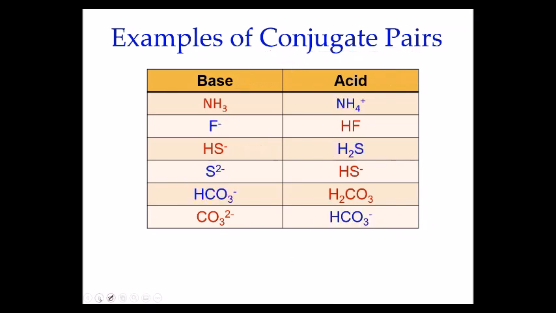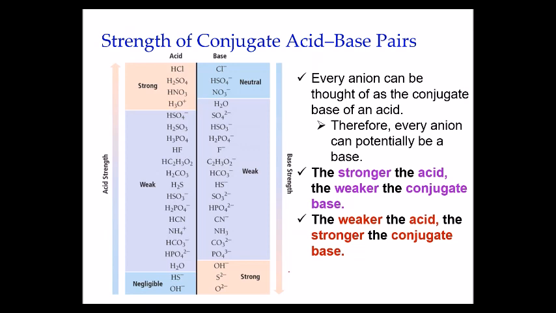Okay, so there you have those. Also wanted to point out, every anion can be thought of as a conjugate base of an acid, because you take away that H, it becomes the conjugate base. So technically, every anion can act as a base. The stronger the acid, the weaker the conjugate base, though. Remember, they work in that kind of tandem. If you have a stronger acid, you have a weaker conjugate base. If you have a weaker acid, then your conjugate base is stronger.